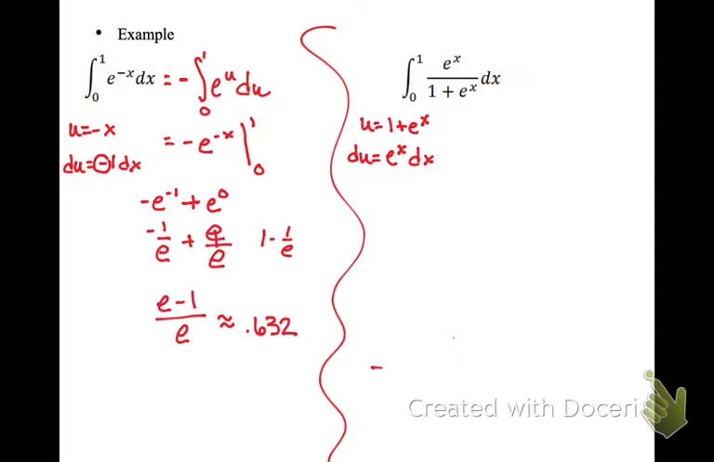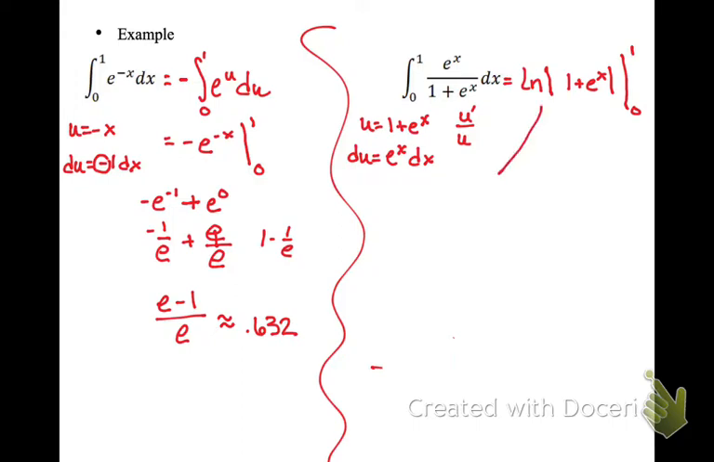Okay. So don't I have right here u prime over u? Yes. And when I get u prime over u, I use what? Natural log. So I get the natural log of u, which is what? 1 plus e to the x. The absolute value, right? Of 1 plus e to the x, from 0 to 1.